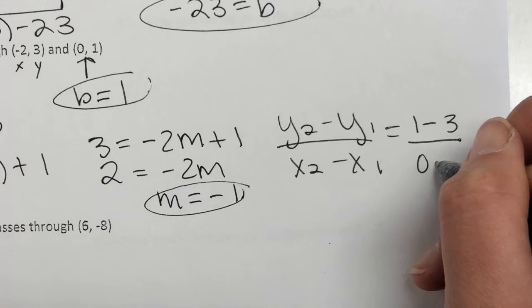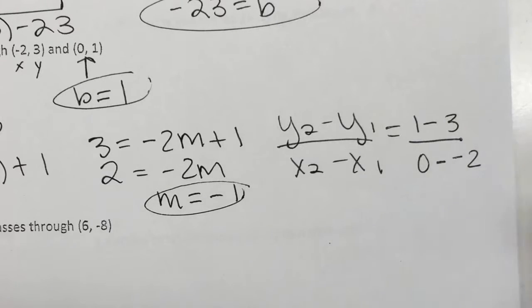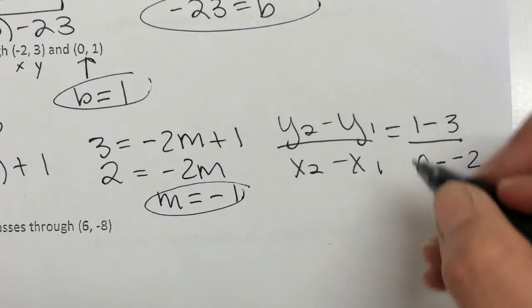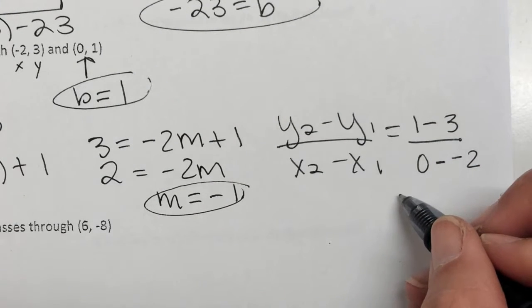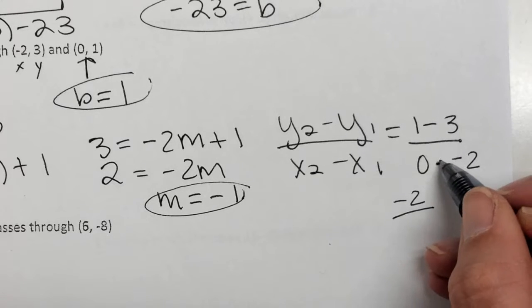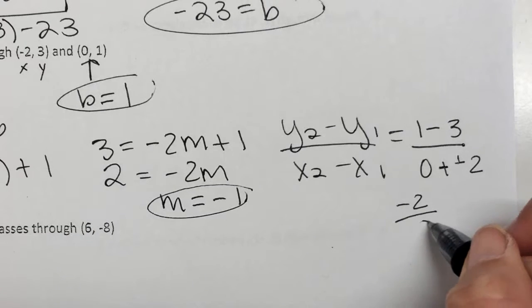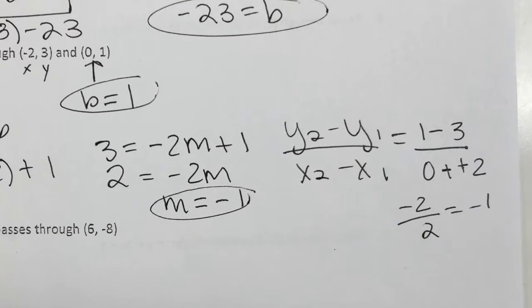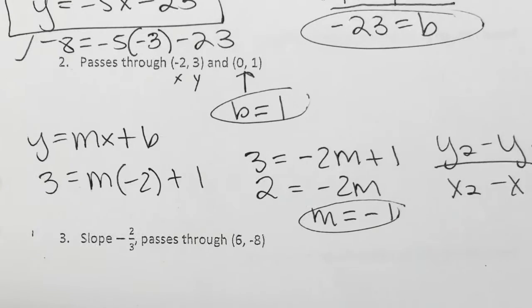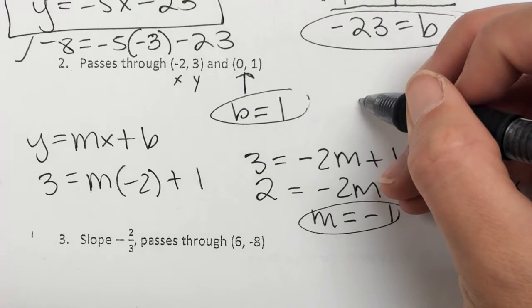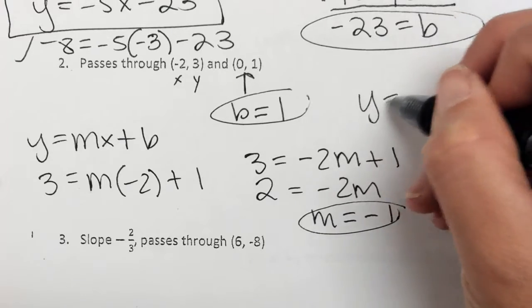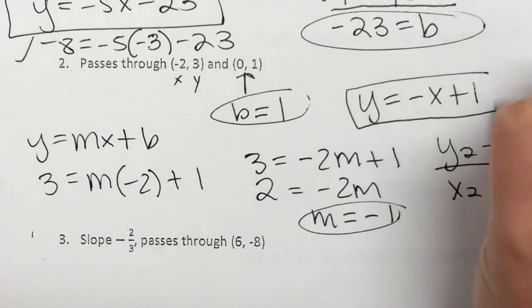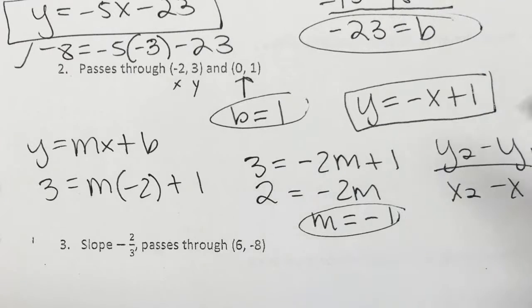0 minus what? Good, negative 2. So 1 minus 3 would give us what? Negative 2. On bottom, this would change to plus plus, right? So it'd be 2. And when you divide these, you'll get... So you can work it 2 different ways to get the slope, whichever way you think is easier. And now somebody tell me the final equation. Good. Negative x came from right here, 1 came from right here.